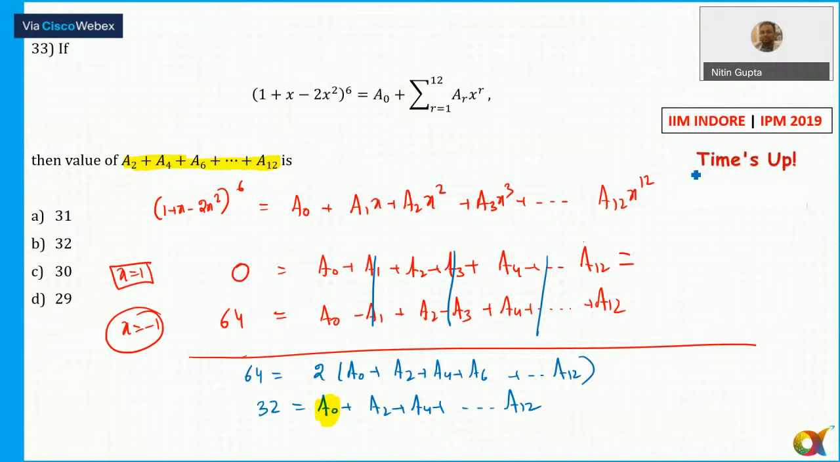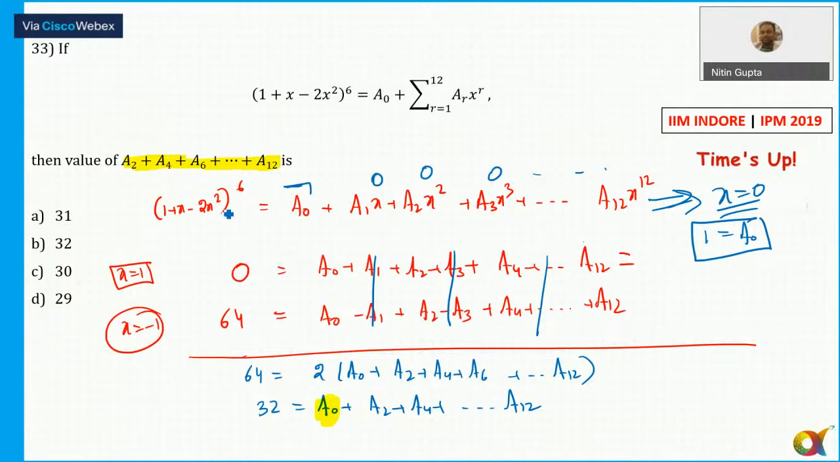So in this equation, if I substitute X equal to 0, the left hand side will be nothing but 1 and the right hand side is simply A0. Because X is 0, X square, X cube, all of them will be 0. So by substituting X equal to 0, we'll get A0 which is equal to 1. So substitute A0 equal to 1 here. So what is the answer?